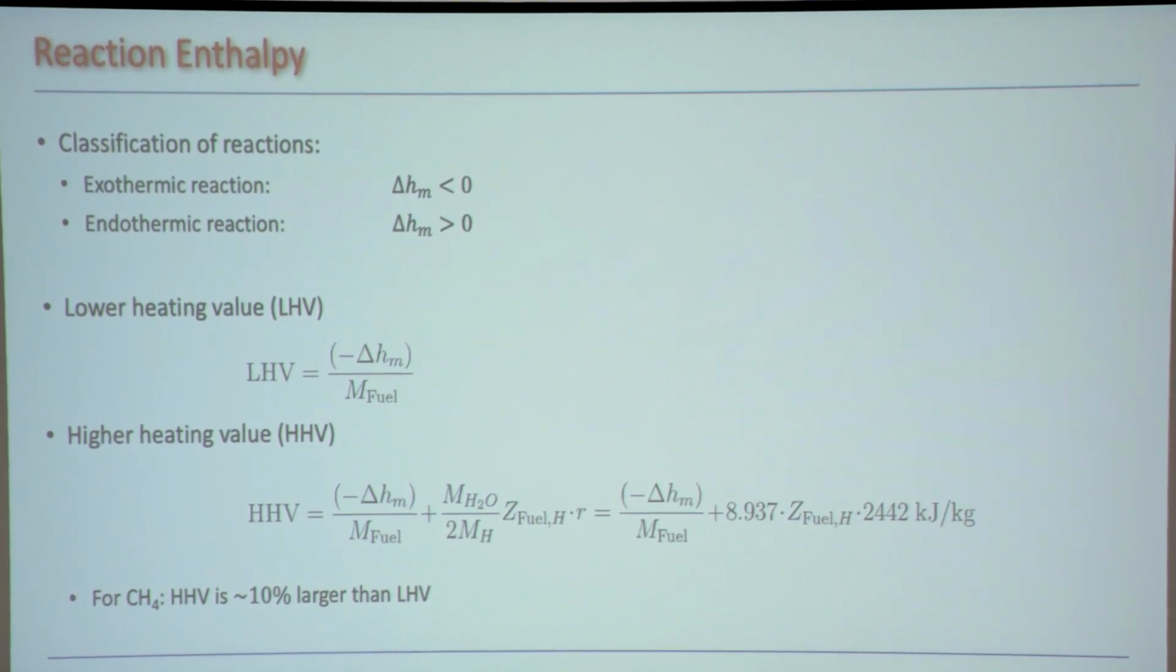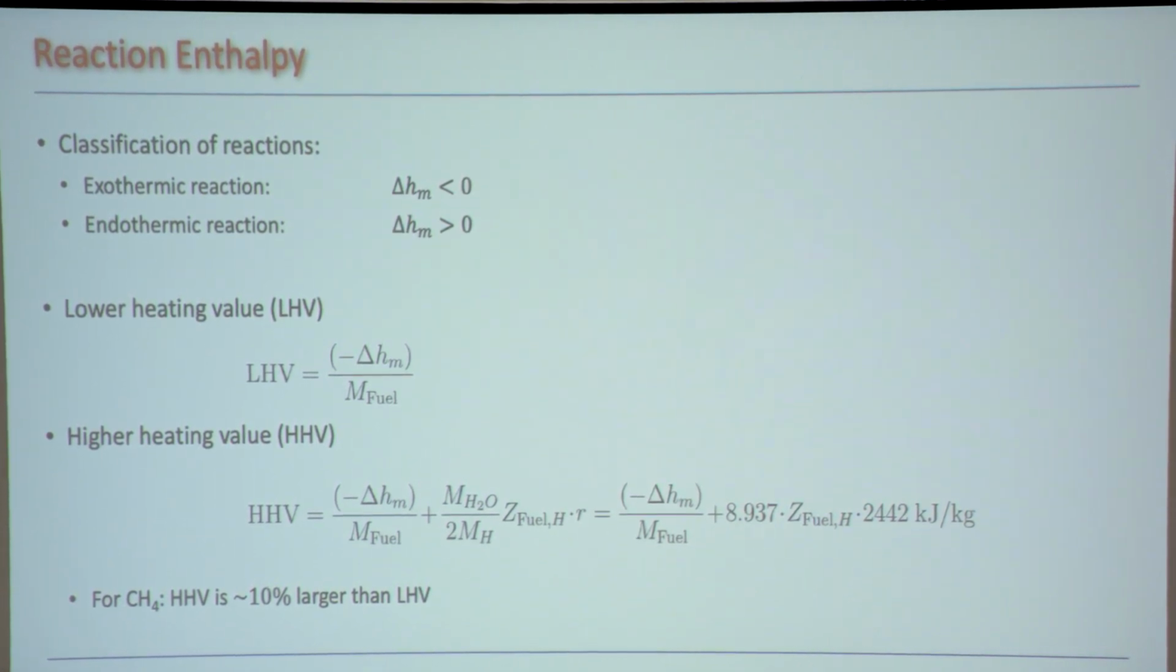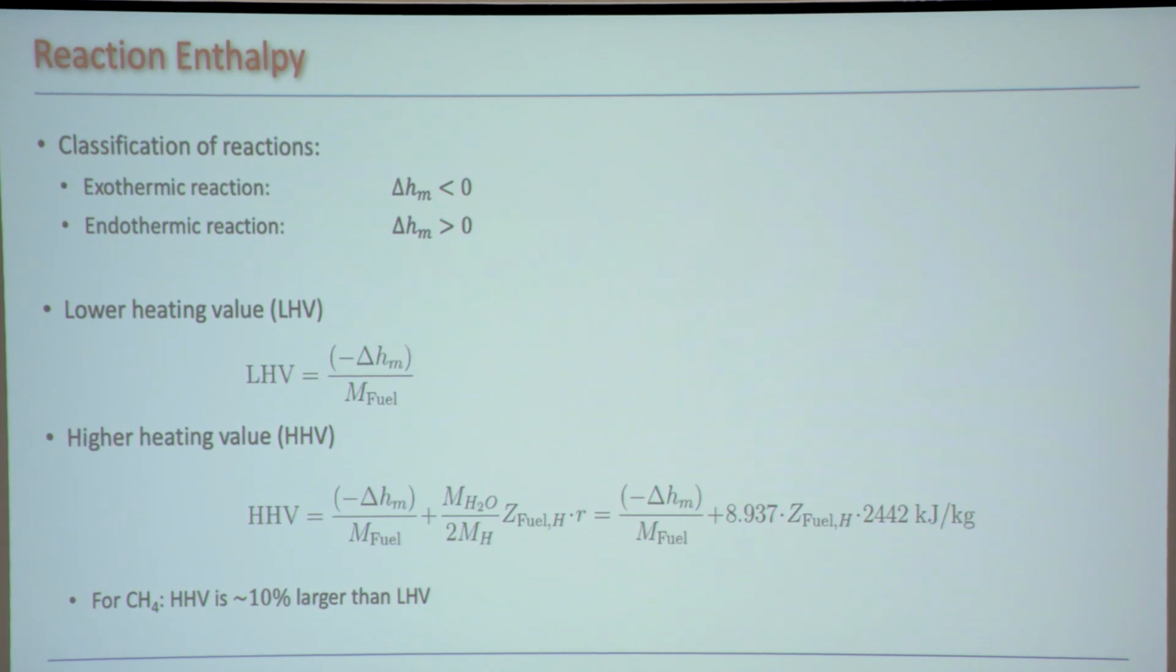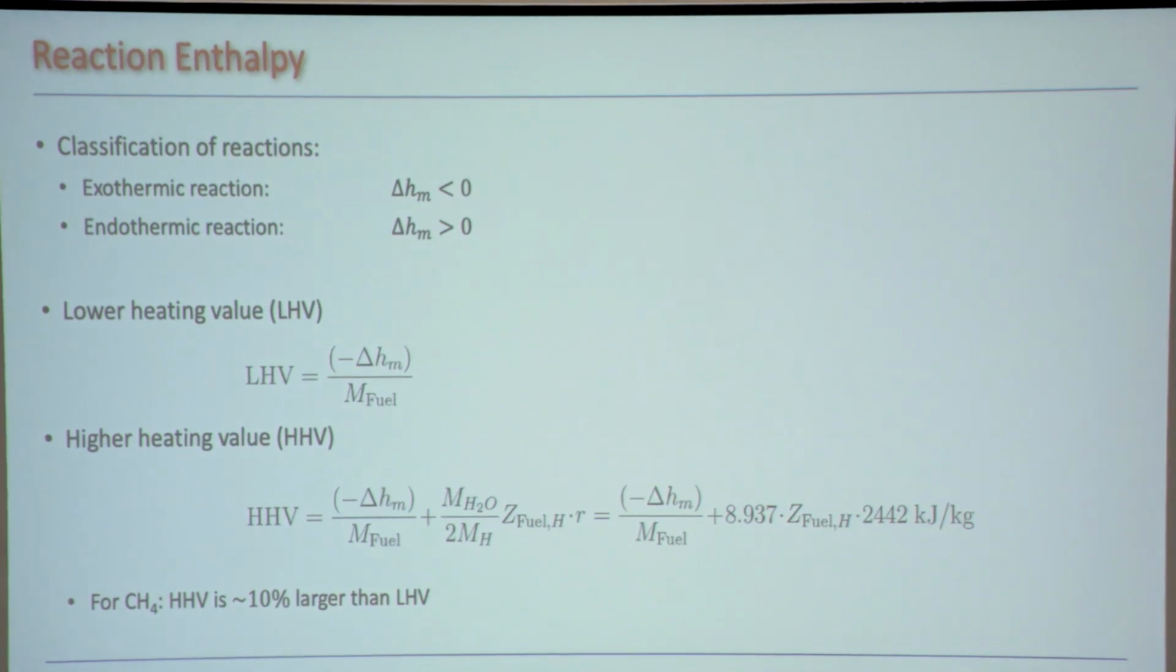So reaction enthalpy is basically the enthalpy per mole of fuel that's consumed. We can also write this in terms of mass, and then we call it the heating value. The lower heating value is just the reaction enthalpy divided by the molecular mass of the fuel. That tells you how much energy you get by burning 1 kilogram of fuel rather than 1 mole of fuel.